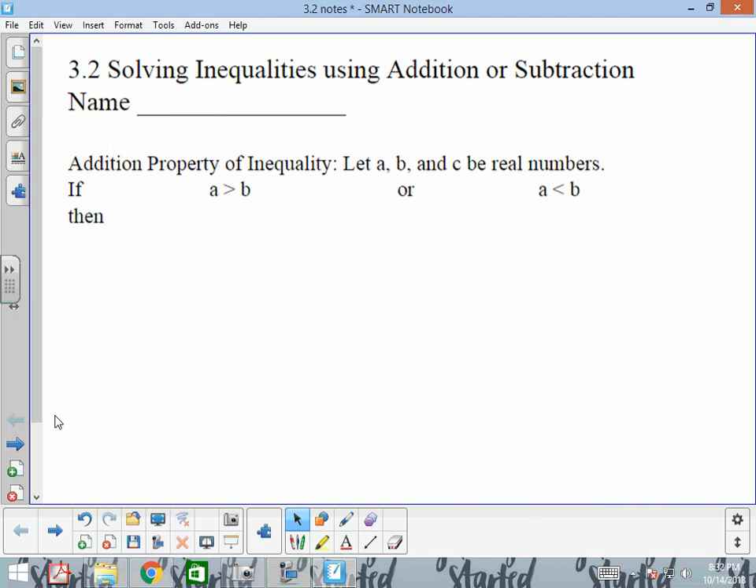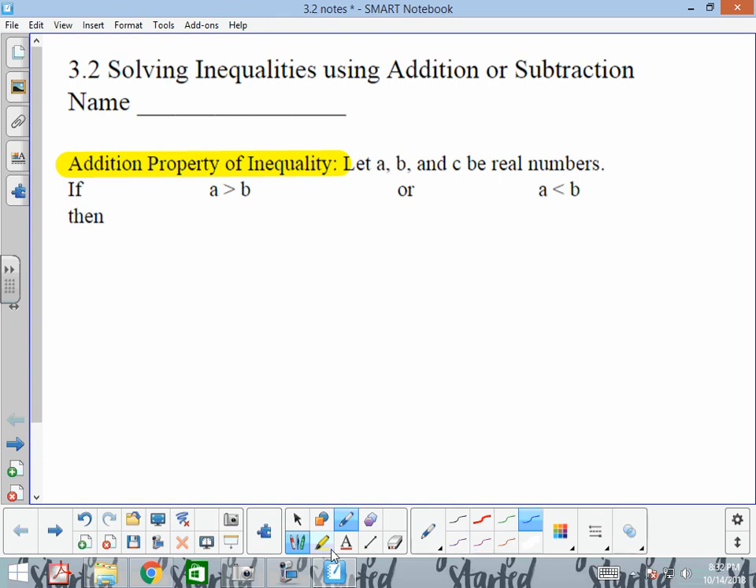Okay, in this video we are looking at Chapter 3, Section 2, Solving Inequalities using addition or subtraction. They are very similar to solving equations using addition or subtraction. The addition property of inequality says, let A, B, and C be real numbers.